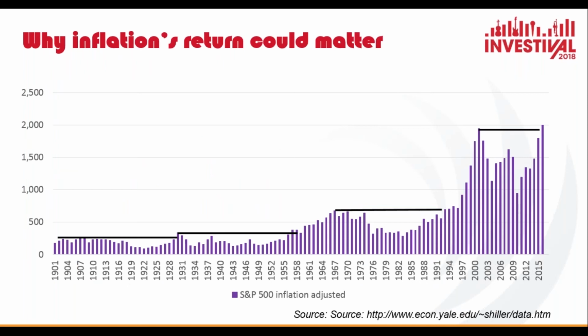Now, why would it matter if it came back? Well, this just looks at the S&P 500. I've used the S&P 500 because I can get the numbers to go back the farthest, and it looks at the index on an inflation-adjusted basis, not annual returns. So we can see four black lines there. The second one from the left is a period of deflation, the Great Depression in the 1930s.